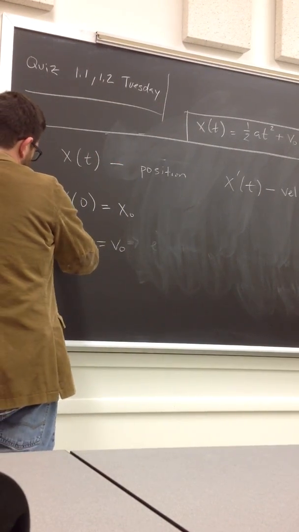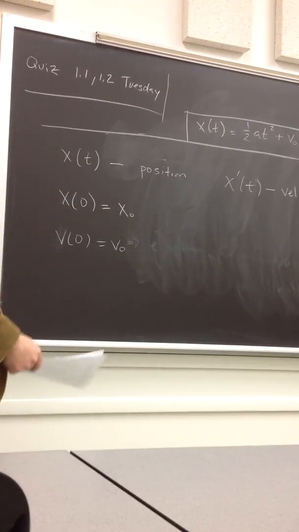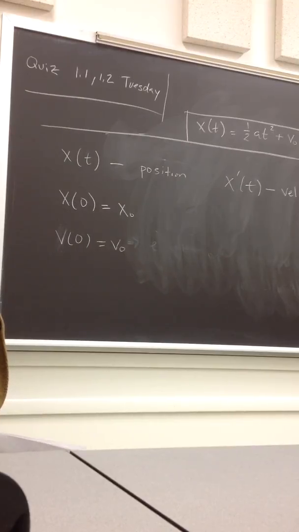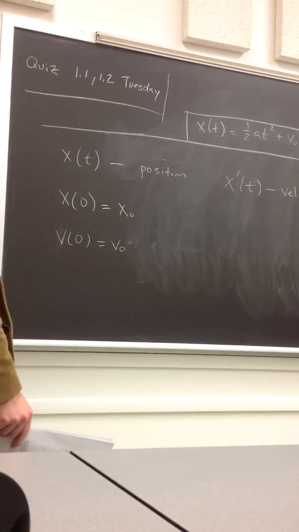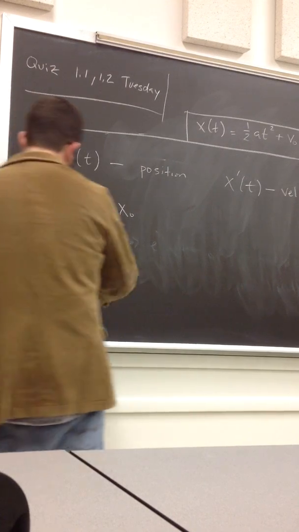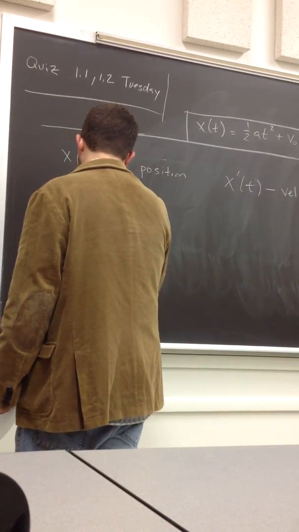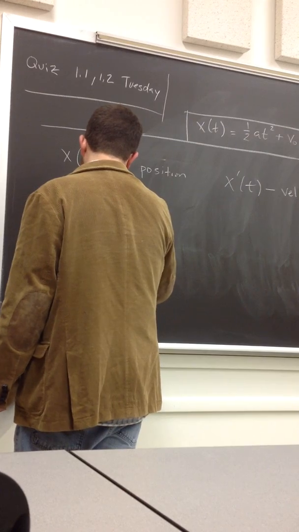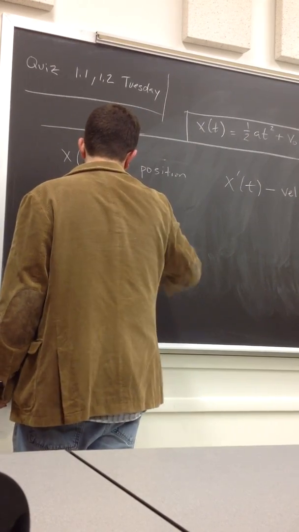Alright, but what is v? We don't want to introduce another variable. Yeah, velocity. v sub 0, that's x prime of 0, right? So x prime of 0 equals v sub 0. Okay, so these are the initial conditions.